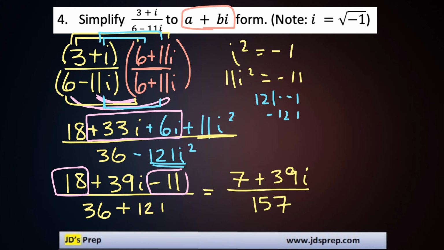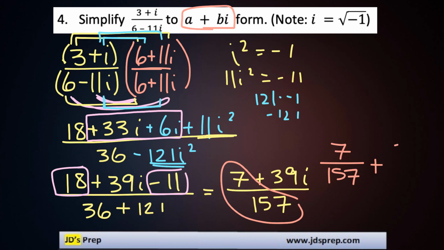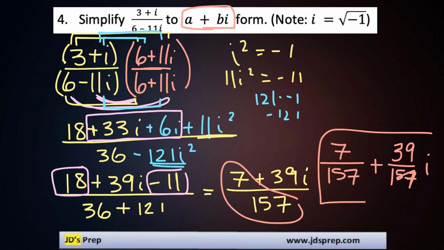So to finish off, to get it in the format they're asking for, a plus bi, we're just going to separate this fraction into two terms. So our first term, 7 over 157, plus 39 over 157i. It's a pretty messy fraction. I mean, you would always check to see if you can simplify it further, but in this case we can't. We can't simplify either of those fractions, so we are good to go.